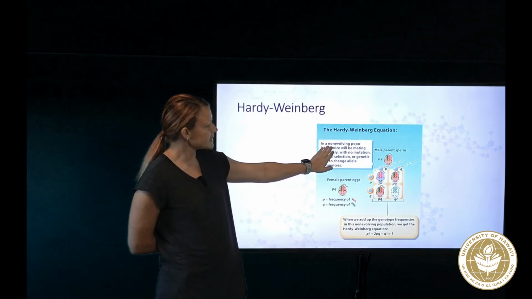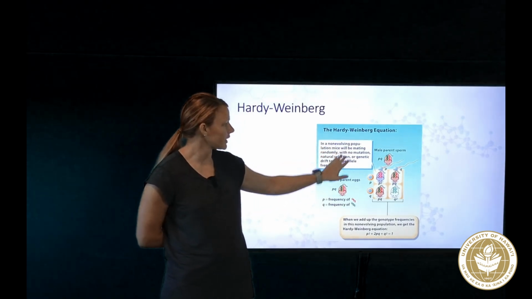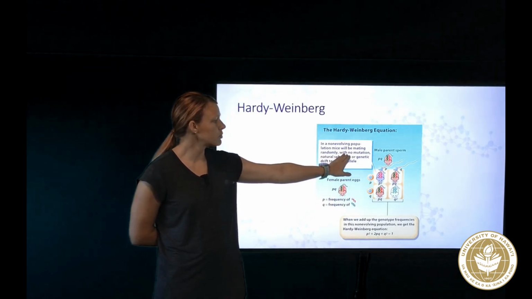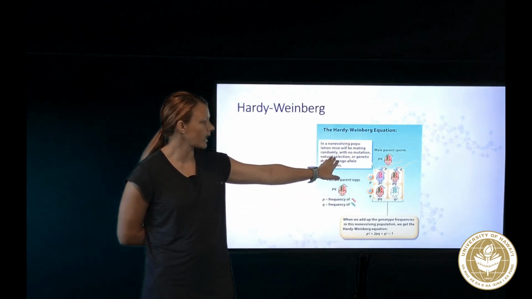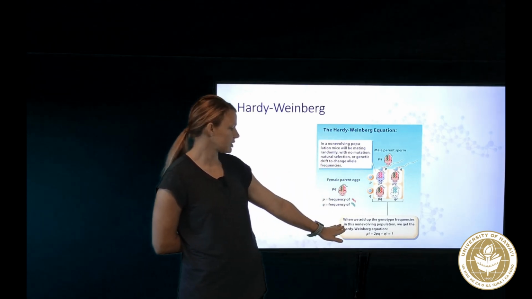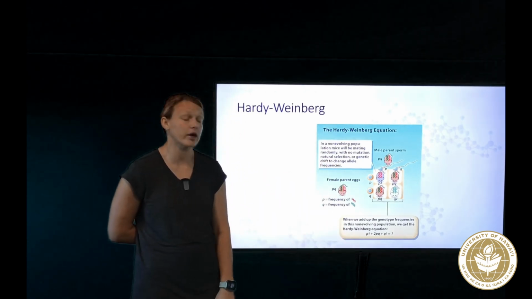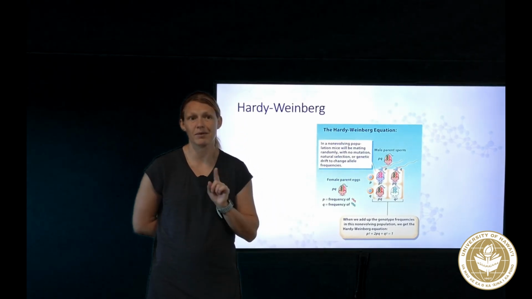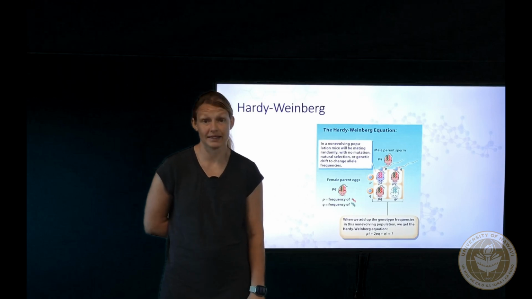But again, this is happening in a non-evolving population. The mice will be mating randomly, with no mutation, no natural selection, and no genetic drift. So when we add up the genotype frequencies in this non-evolving population, we get the Hardy-Weinberg equation. And again, we're going to look at an actual example on the next slide.